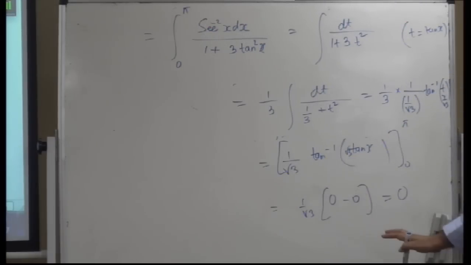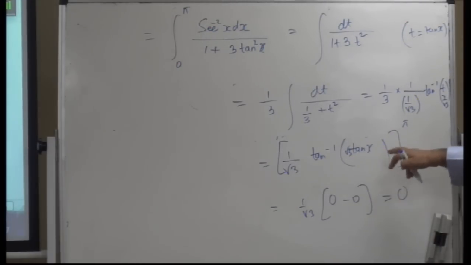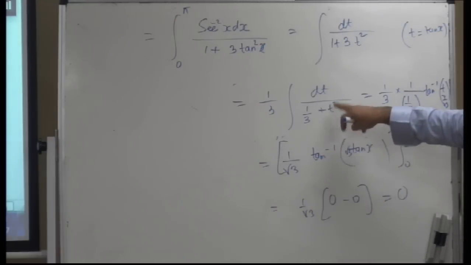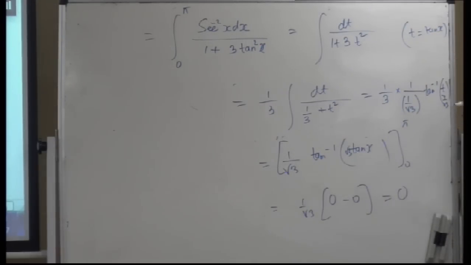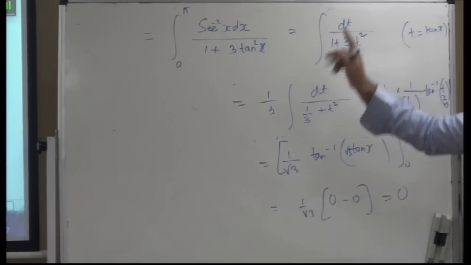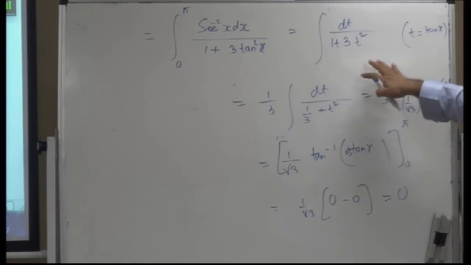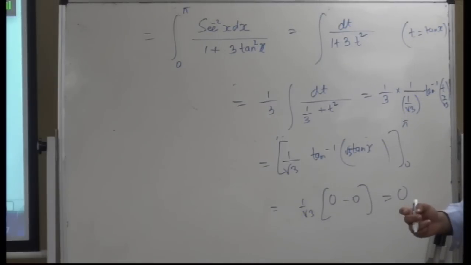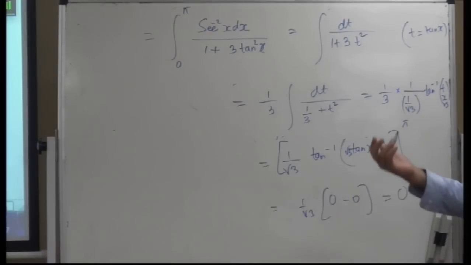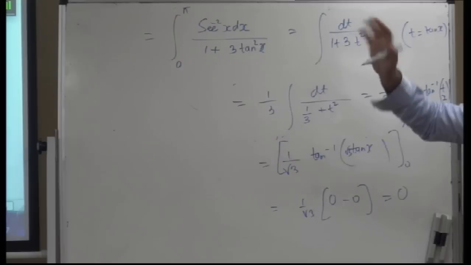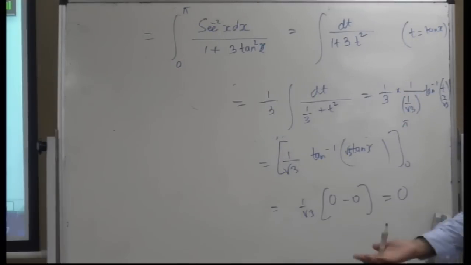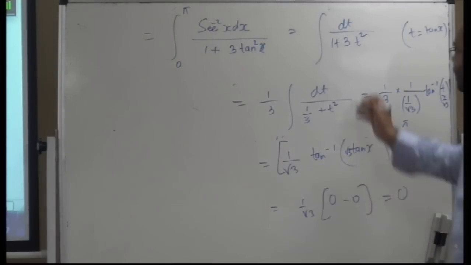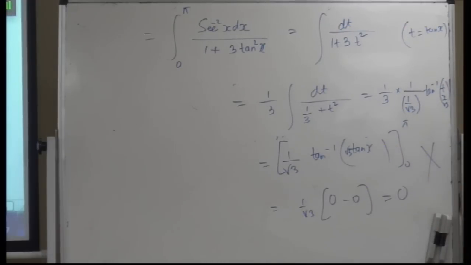Why is this a wrong calculation? The value which we have integrated is tan x. The integrand was this 1 by 3 plus t square, in which t is present, and t is actually tan x. So this integrand involving tan x is not continuous from 0 to pi in this interval. Where is it not continuous? At pi by 2, tan is not defined and it is discontinuous, it is not even in the domain at pi by 2. So in that case we cannot do this. This is a wrong calculation.